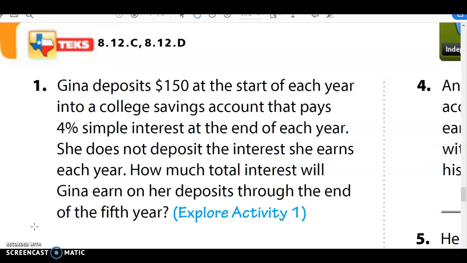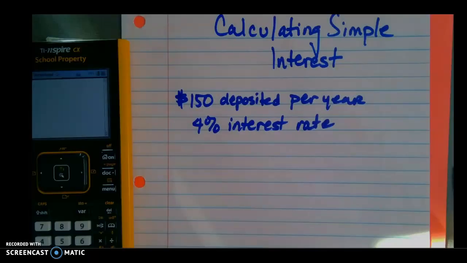Okay, so let's go ahead and switch over to our work so we can see exactly what we're doing. I have my calculator here because we're going to be using the calculator. I'm going to show you how to do it by hand, but then I'm going to be doing part of it by calculator as well. So $150 is going to be deposited as a recap by Gina each year. Her interest rate that she will be earning will be 4%.